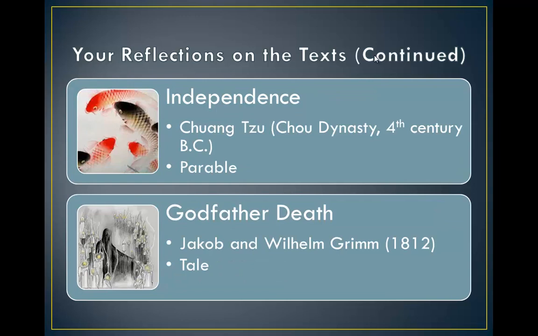This week, you'll also be reading something called Independence by Chuang Tzu. This is from the Zhou dynasty. It's from the 4th century BC, and this is an example of a parable. You'll also be reading Godfather Death, and this is by Jacob and Wilhelm Grimm, also known as the Brothers Grimm. It was published in 1812, and it is a tale or a fairy tale.